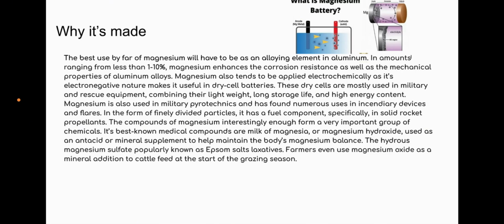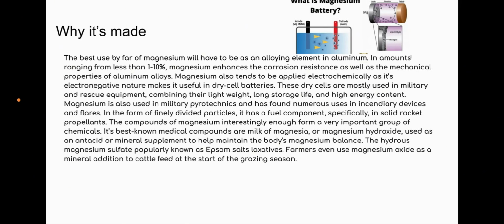batteries. These dry cell batteries are mostly used in military and rescue equipment, combining their lightweight, long storage life, and high energy content. Magnesium is also used in military pyrotechnics and has found numerous uses in incendiary devices and flares. In the form of finely divided particles, it has a fuel component, specifically in solid rocket propellants.